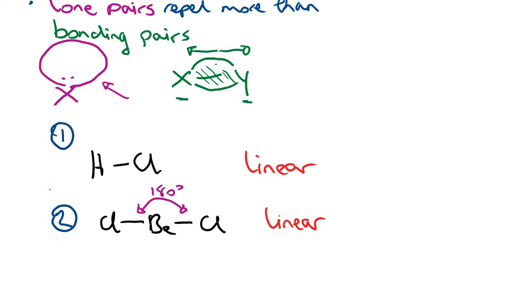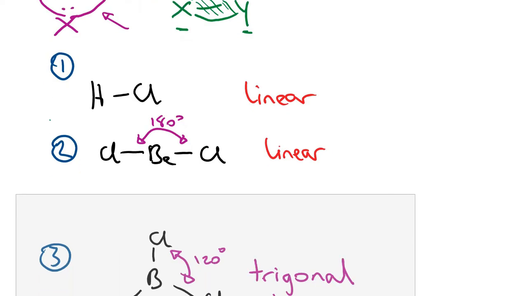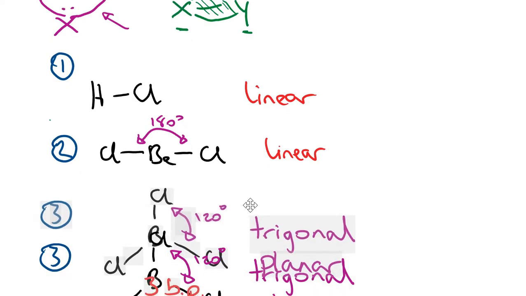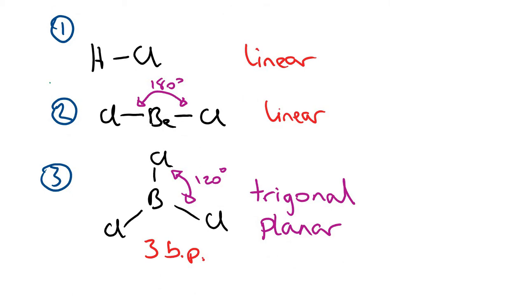What happens if I increase that to 3? Well, let's have a look. If I increase that to 3 bonding pairs, I get a system like this. So boron trichloride, for example. You've got no lone pair of electrons, you've just got 3 bonding pairs which repel each other equally and get as far away from each other as possible. We get a shape called trigonal planar, and the angle between those bonds is 120 degrees. So that's boron trichloride. 3 bonding pairs, trigonal planar shape. So next we're going to look at what happens when we get 4 bonding pairs of electrons.